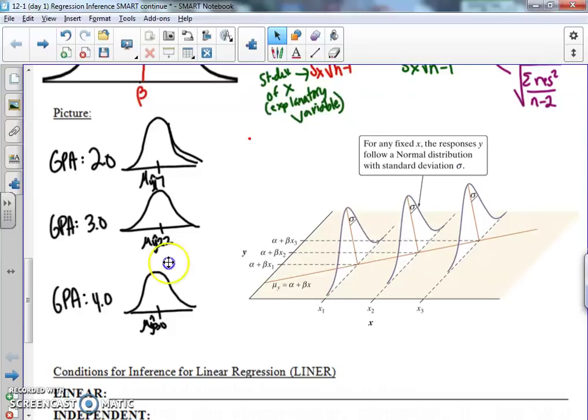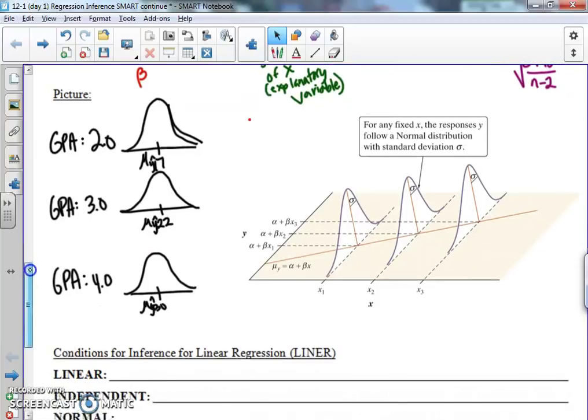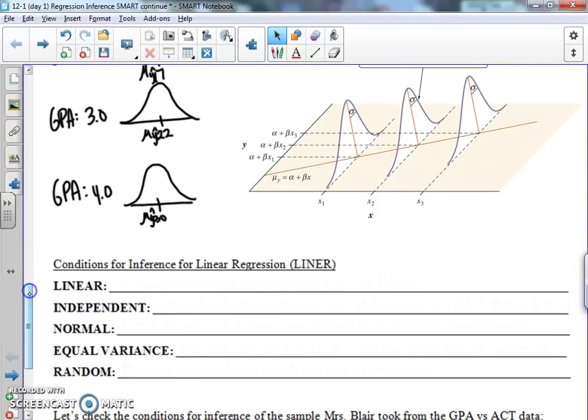Okay, so that leads us into the conditions. You know that every time we've done a significance test or a confidence interval, we've had to do the plan step, which is checking the conditions. It's usually been random, 10%. And in the last chapter we had the large counts condition instead of the normal condition, but it's usually been those three main conditions that we have to check.